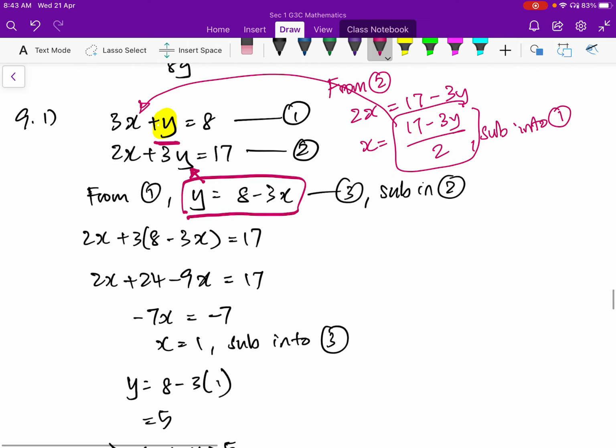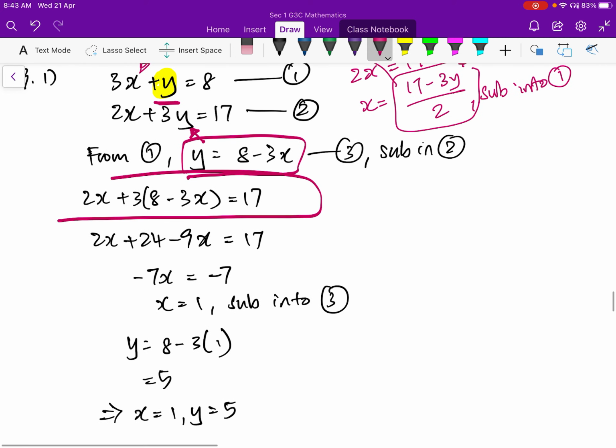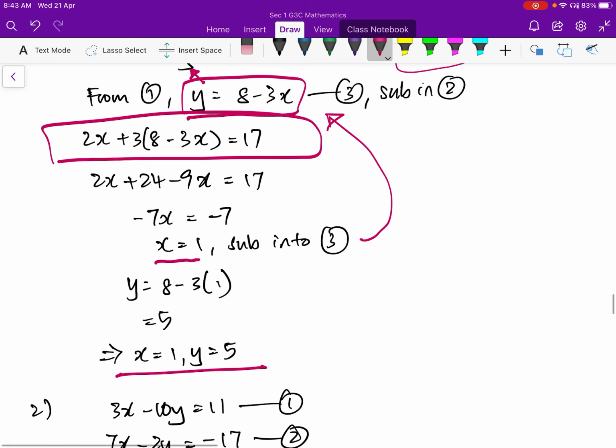Okay? Then from there, you will find that it is just one equation with one unknown. That is the whole idea of substitution. Get an x value, substitute it into equation number 3, and get a y value. So conclude by stating the x and y value at the final line. So pretty straightforward for this question.